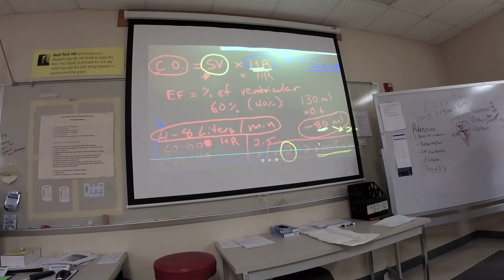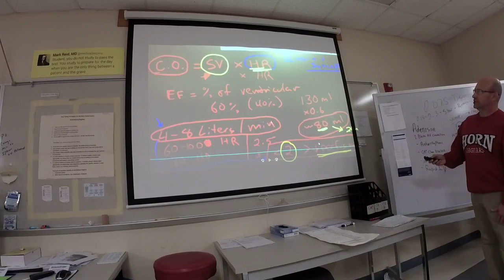That is very important. Normal cardiac output is 4 to 8 liters. Just remember the definitions there.